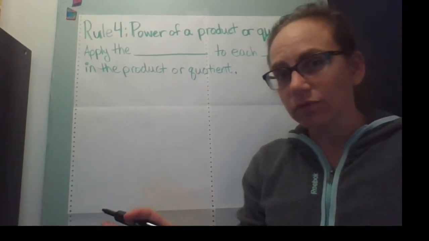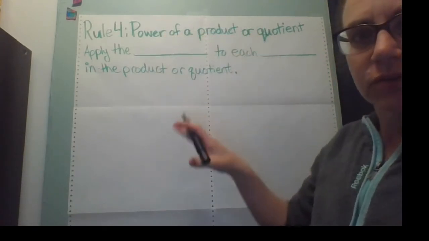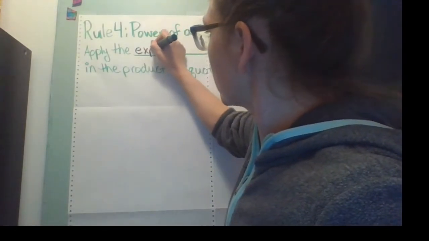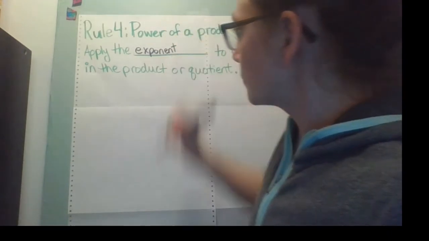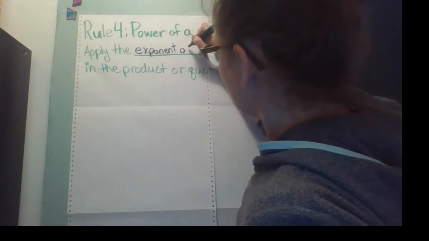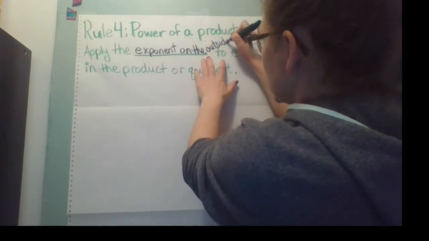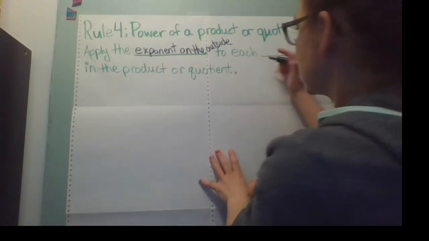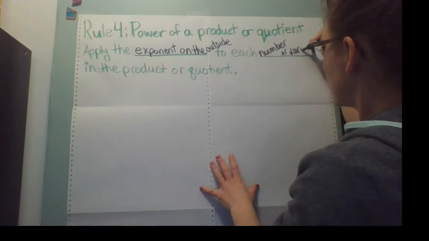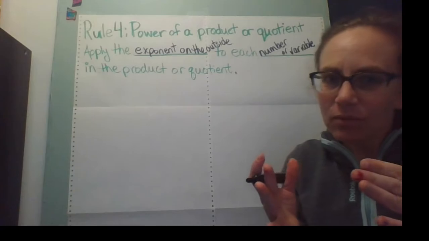Okay, so now we're going to talk about rule 4, which is really just combining the other ones. It's a power of a product or a quotient. So in this case, we have to make sure that we apply the exponent. The exponent's going to be on the outside of the brackets. Exponent on the outside to each number and variable inside. So this is now where things start to get a little bit more complicated.